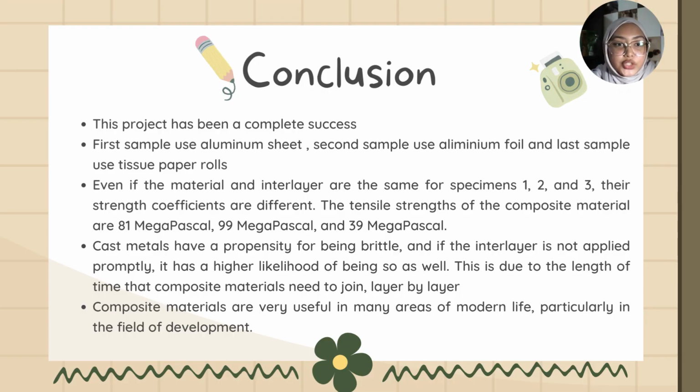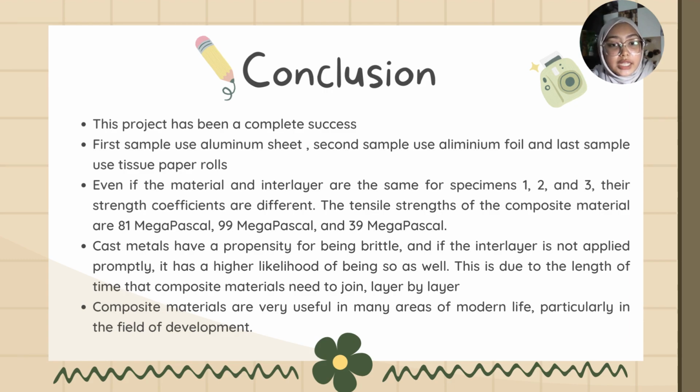Assalamualaikum. My name is Nur Shahida binti Muhammad Yusof. My matrix number is CF220219. So the conclusion for this project is the project is a complete success. Our 3 samples use different types of material for the outer layer. For the first sample, the outside layer is aluminum sheet. The second sample uses aluminum foil, and the last sample we use tissue paper roll.